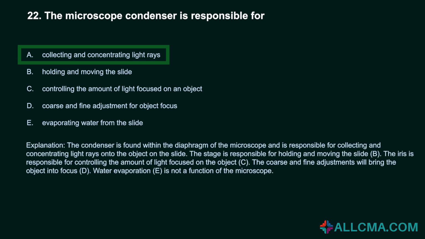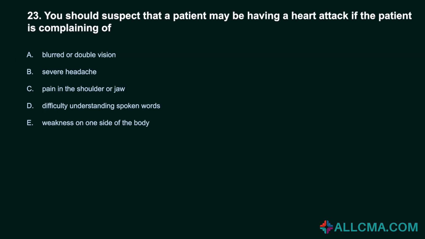The condenser is found within the diaphragm of the microscope and is responsible for collecting and concentrating light rays onto the object on the slide. The stage is responsible for holding and moving the slide, B. The iris is responsible for controlling the amount of light focused on the object, C. The coarse and fine adjustments will bring the object into focus, D. Water evaporation, E, is not a function of the microscope.